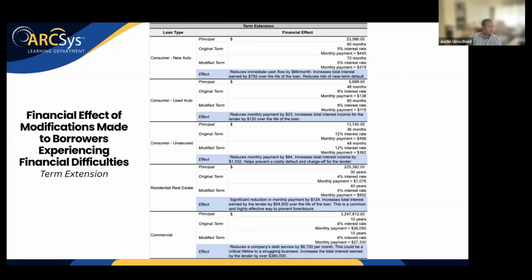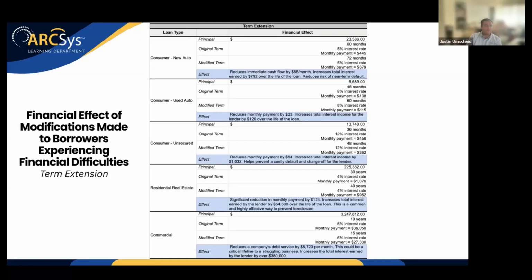And this one we'll spend some time on because this one is definitely the most complicated of them. What we have here is term extension. For each pool, we've listed out the balance of the loan. Then we've put in the original term. Then we have the modified term. So we've documented what the actual impact is, what that affects to the future cash flows based off of these changes that were made. And we have to repeat this for each different pool and for each different modification type.